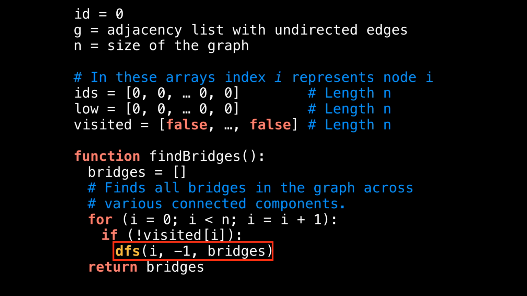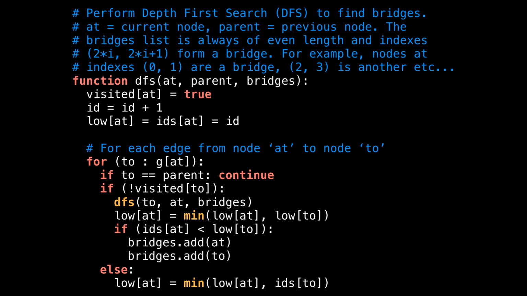The first argument is the current node you are at, which is node I. Then is the parent node, which I set to -1 because there is no previous node. And last is the bridges array, which we are populating. So here we are in the depth first search method itself. The arguments to the method are just as I described them to you. The first variable is at, which is the current node ID. Then comes parent, the previous node ID, and the array bridges, which stores pairs of nodes which form bridges in a flat array.